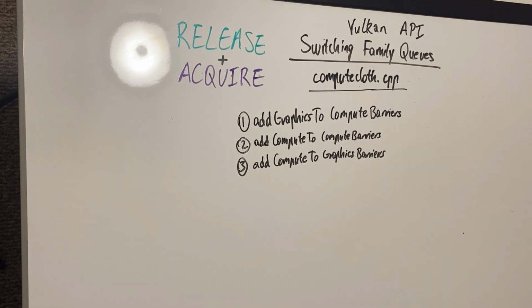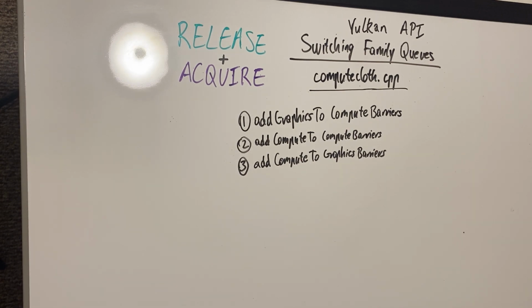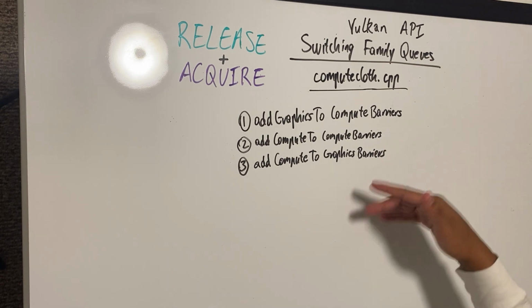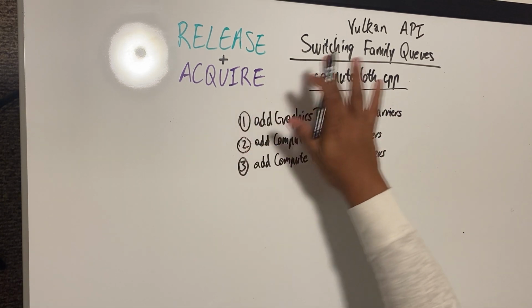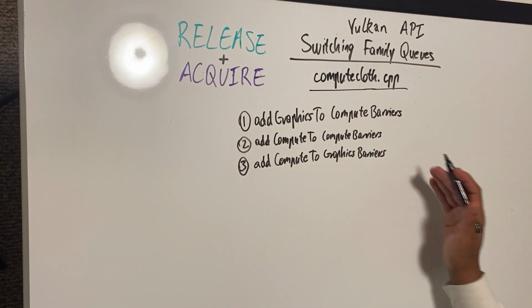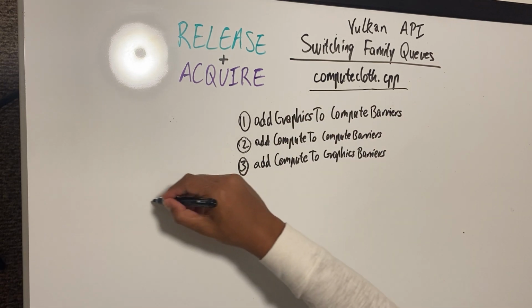And then you have compute to compute, which I should have investigated before the video, but I think that's just like a dummy release or something, because Vulkan complains that you have to release something before you can acquire it. So that's pretty much how the general algorithm works as it relates to switching queue families, okay?